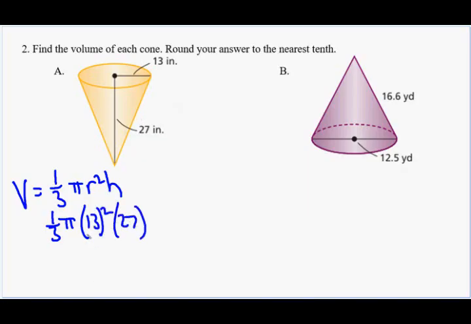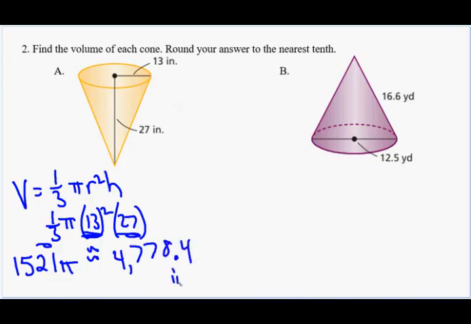So order of operations, I would square 13, multiply by 27, divide by 3, and then multiply by pi. If you leave pi in your answer, it should be 1521 pi. And then we multiply with the pi key, and we get approximately 4,778.4. In this case, our units are inches, and that will be inches cubed.